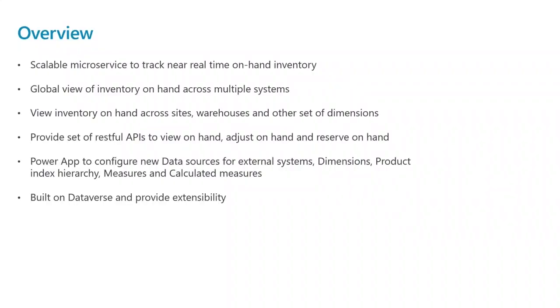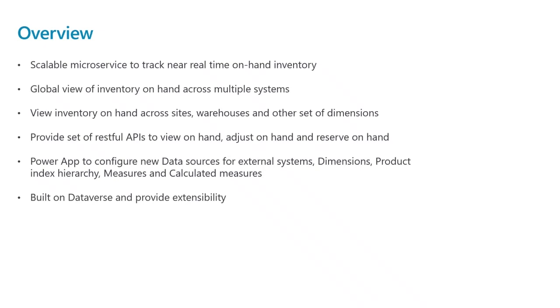So what is the inventory visibility service? Inventory visibility service is basically a microservice. It's a scalable microservice to track near real-time inventory on-hand data. You can not only view the inventory on hand from D365 SCM, but you can also integrate inventory visibility to the external systems so that it can give you the global view of inventory on hand throughout your organization.